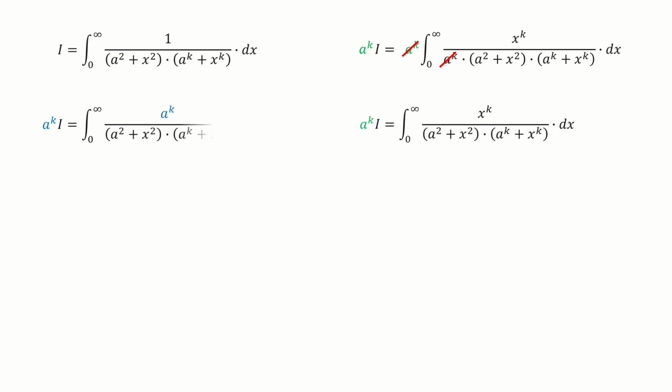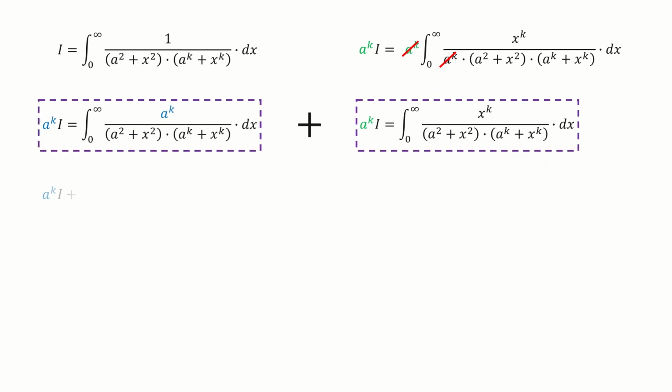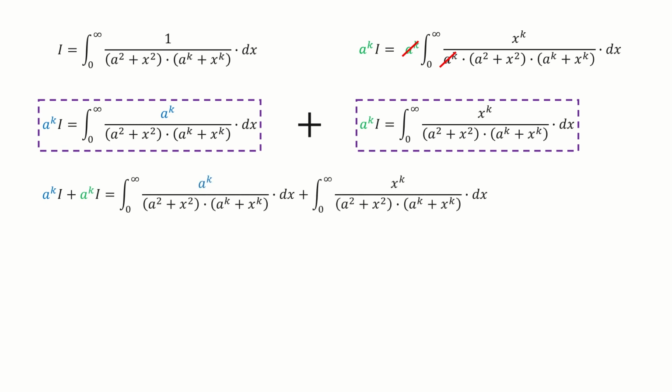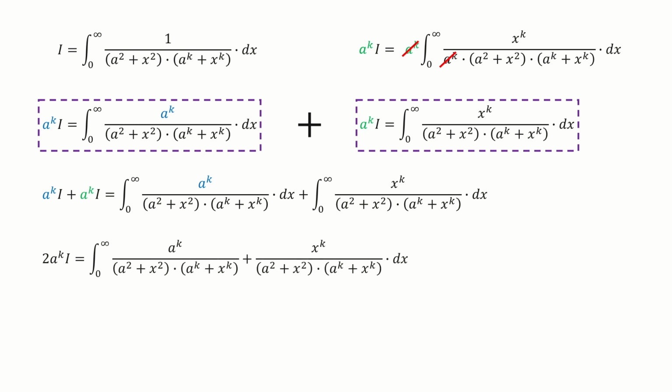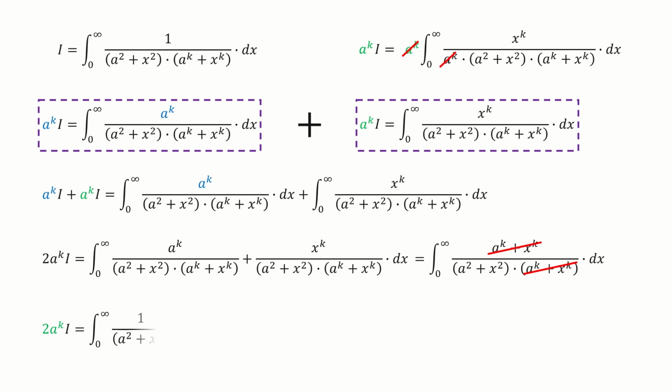Similarly, we multiply a to the power k on both sides. And then we add these two equations together. So we got here. And for the right hand side, we can group them into a single integral. Because they have the same denominator, we can write it this way. And these two terms cancel out. So we got here. And then we divide this green term on both sides, so we got here.